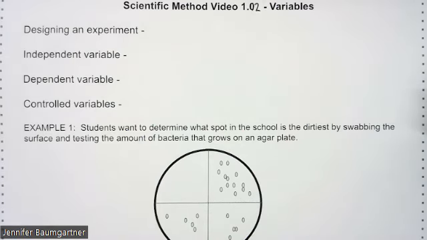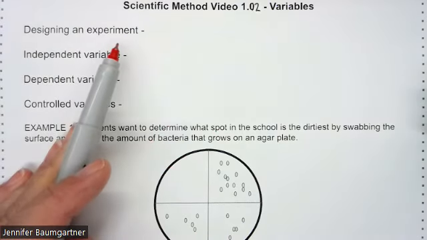Now, there are terms we use when setting up that experiment, called designing an experiment, that all are of the category of variables. So what we want to do today is look at the different variables in an experiment and how we would apply those as we're designing our experiment. So the key when you design an experiment is to isolate the experiment so that you're testing two variables.